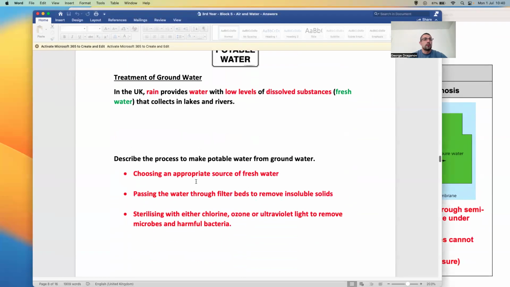Okay, so choose an appropriate source of fresh water, pass through a filter bed to remove insoluble solids, and sterilize in one of these three ways. Okay, and that's because we have a lot of rain in the UK. That's the only kind of benefit from our rain.